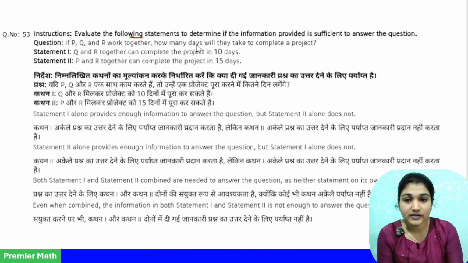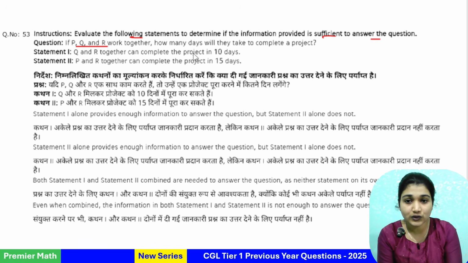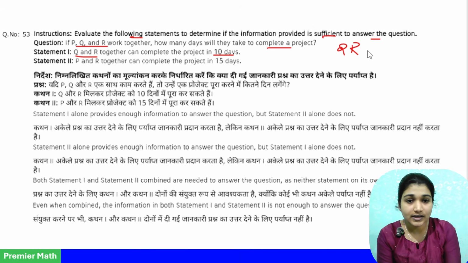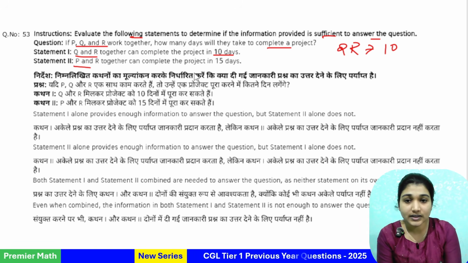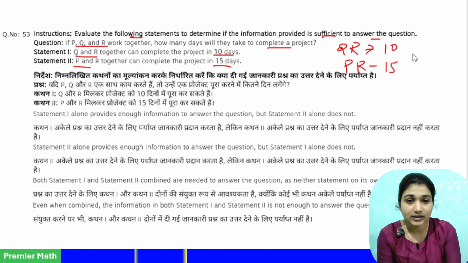Evaluate the following statements to determine whether the information provided is sufficient to answer the question. Question is, if PQR work together, how many days will they take to complete the project? Statement 1, Q and R together can complete the project in 10 days. QR take 10 days. And P and R together complete the project in 15 days. PR take 15 days.